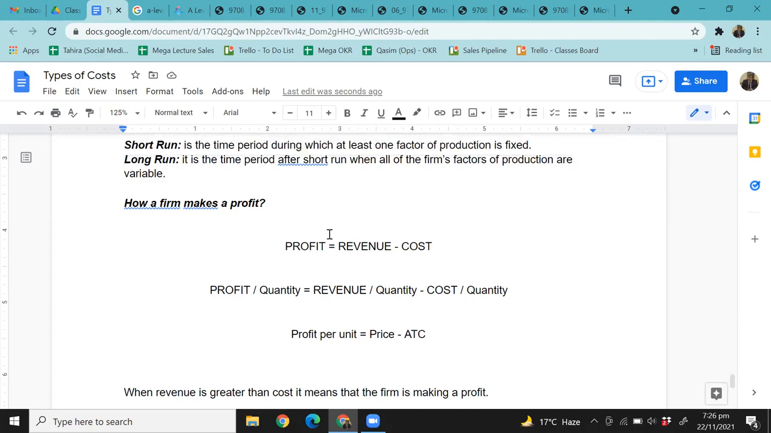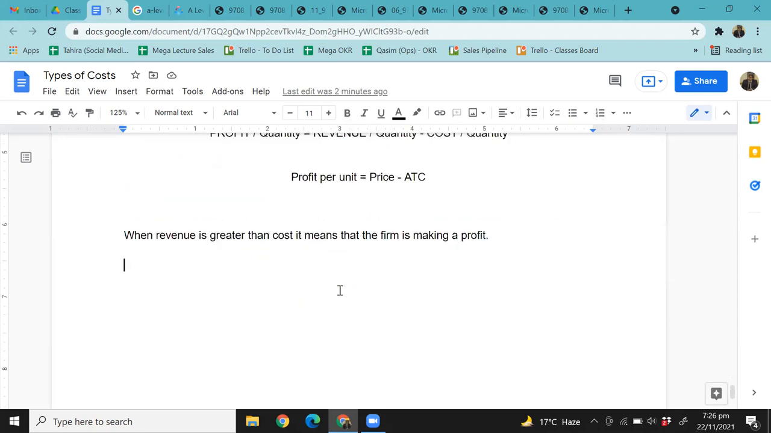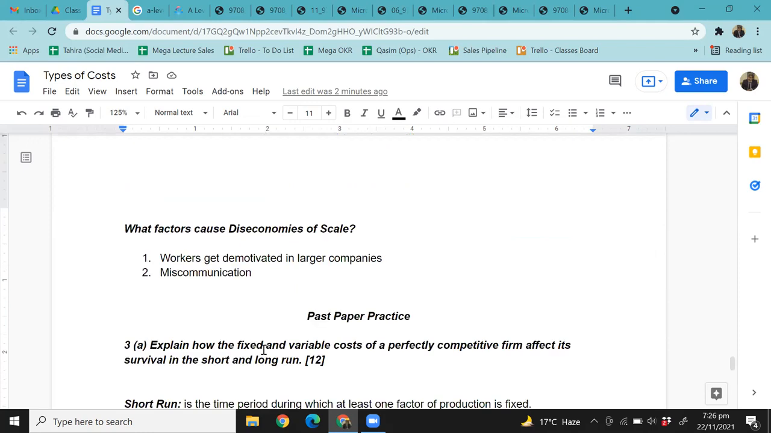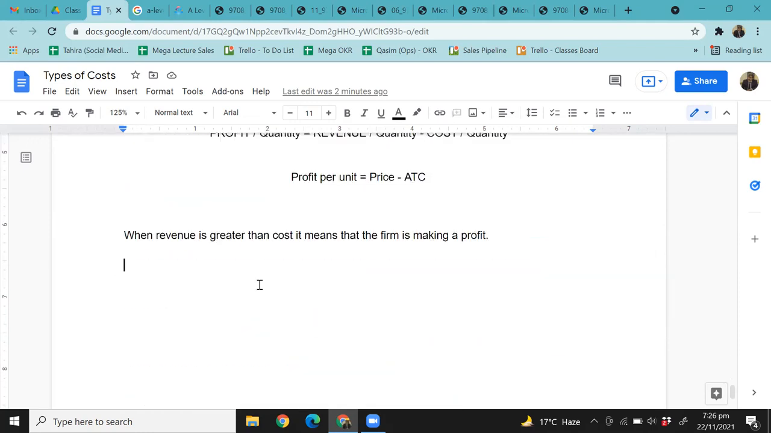Now, why was this discussion important? This discussion was important because the question is saying, explain how the fixed and variable cost of a perfectly competitive firm affects its survival in the short and the long run. Now, after the definition of short run and long run, you have to give the examiner a little bit of an overview of what is variable cost and what is fixed cost. Define fixed and variable cost, right? What's the next thing that you're doing? Defining fixed and variable cost, right?